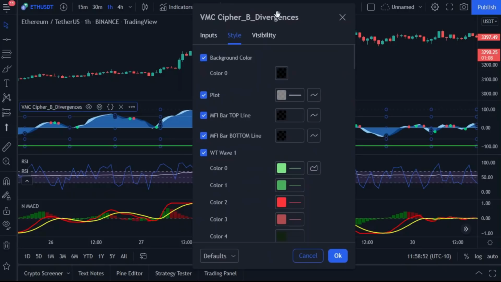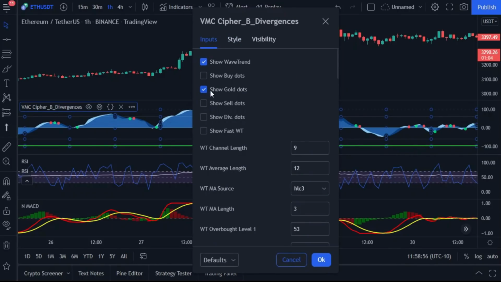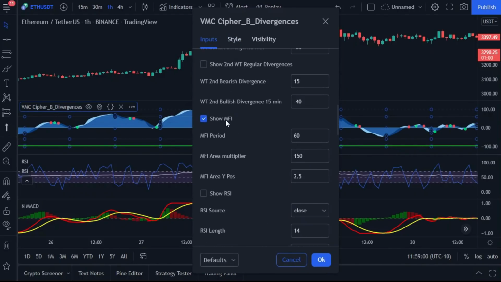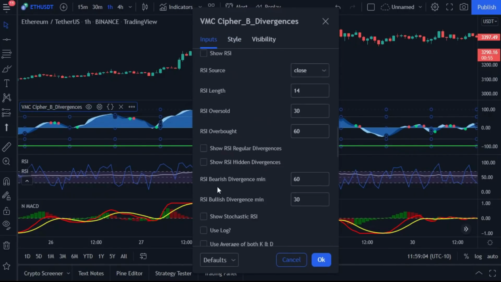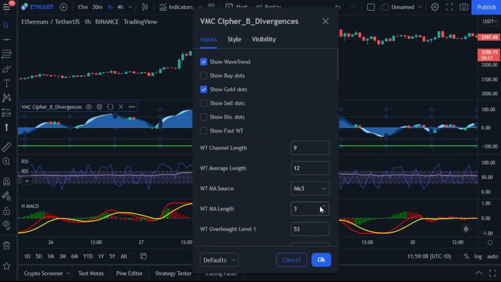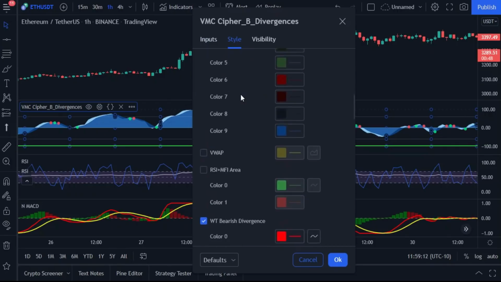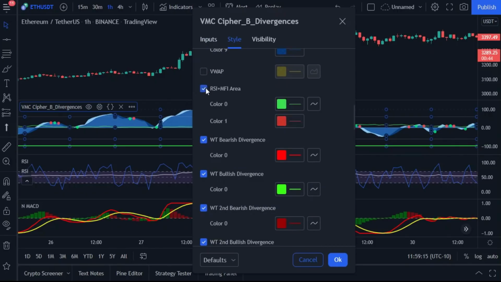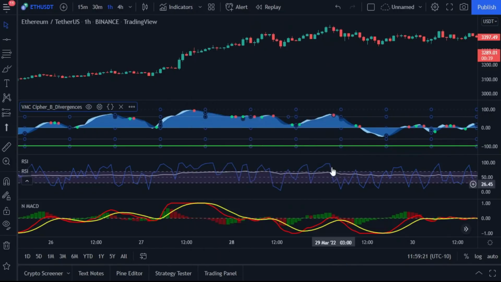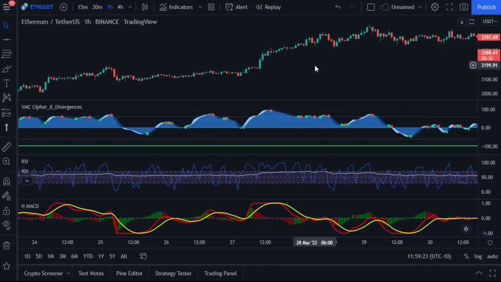Now let's open the settings, and in the input section, remove everything except the points you see here. As for the style section, remove these 2 points as well. Finally, the chart is ready for trading, but first, we must know the conditions step by step.